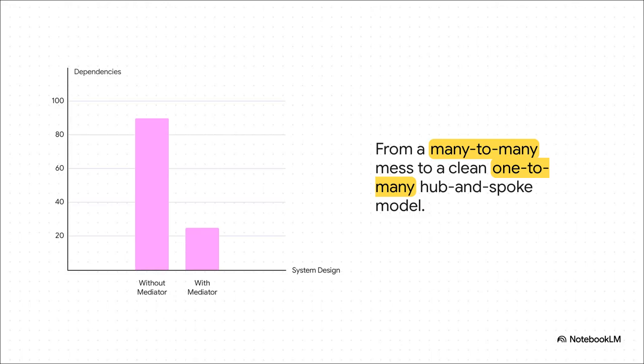This chart really gives you a feel for just how dramatic the change is. You're moving from that messy, many-to-many web of connections on the left to a much cleaner, simpler hub-and-spoke model on the right. As those dependencies plummet, so does the headache of maintaining the code.